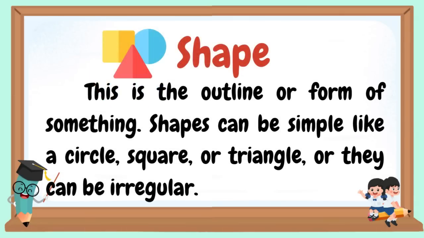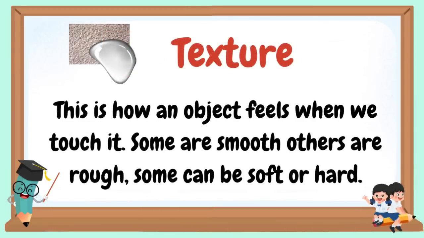Shape. This is the outline or form of something. Shapes can be simple like a circle, square, or triangle, or they can be irregular. Texture. This is how an object feels when we touch it. Some are smooth, others are rough. Some can be soft or hard.